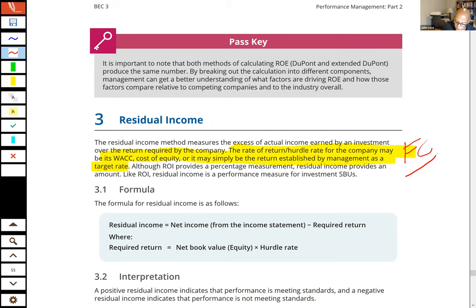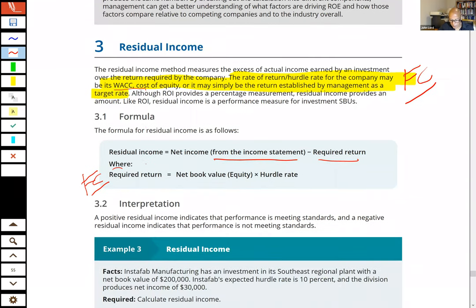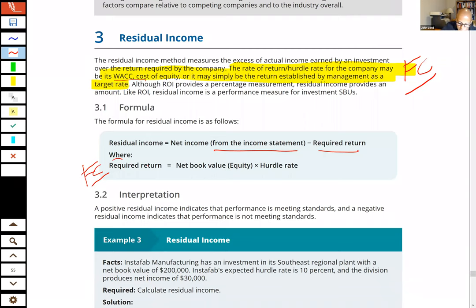Now, when we come up with our residual income, it's our net income, which we pick up from the income statement, minus the required rate of return. And the required rate of return is going to be the entity's net book value, their equity, times that hurdle rate. And again, that hurdle rate could be determined by the weighted average cost of capital. Okay, so let's go ahead and take a look at the interpretation of that.